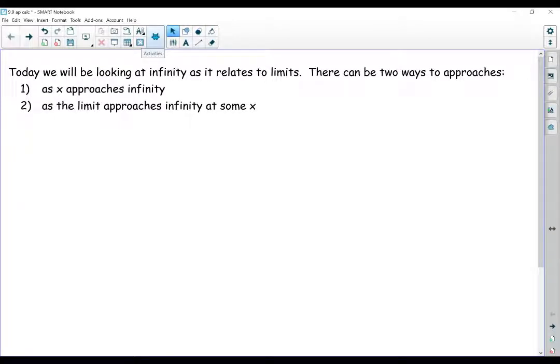I'm here to go through Unit 1, Day 3 notes, continuing on this limit journey, but talking today a little bit about limits when it involves infinity. So we're going to be looking at two cases with limits involving infinity. What happens when x is approaching infinity, and we're looking for the intended height of a function, and what happens as the limit approaches infinity at some random x in the interior of the domain. So this lesson today should feel familiar from Math 4.